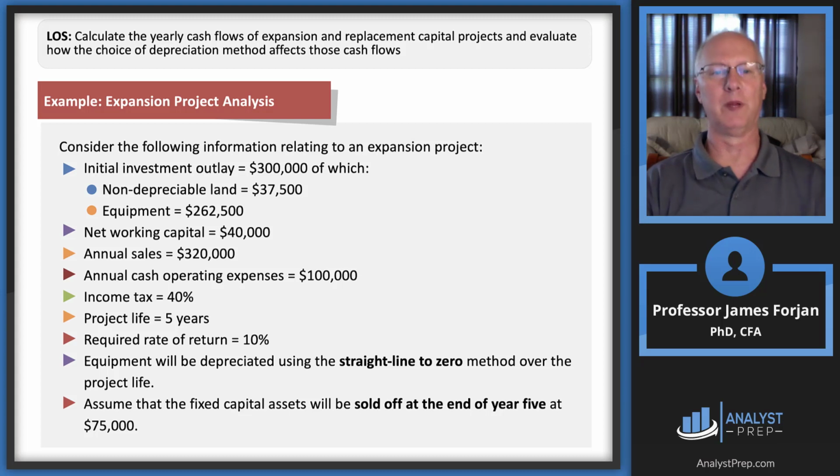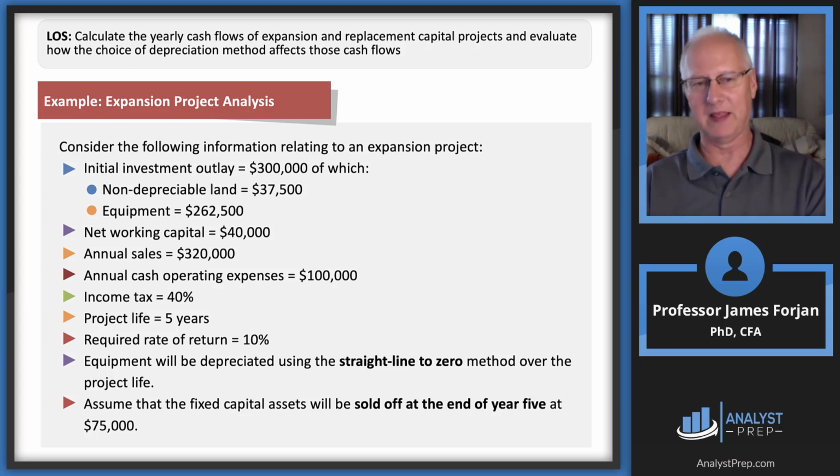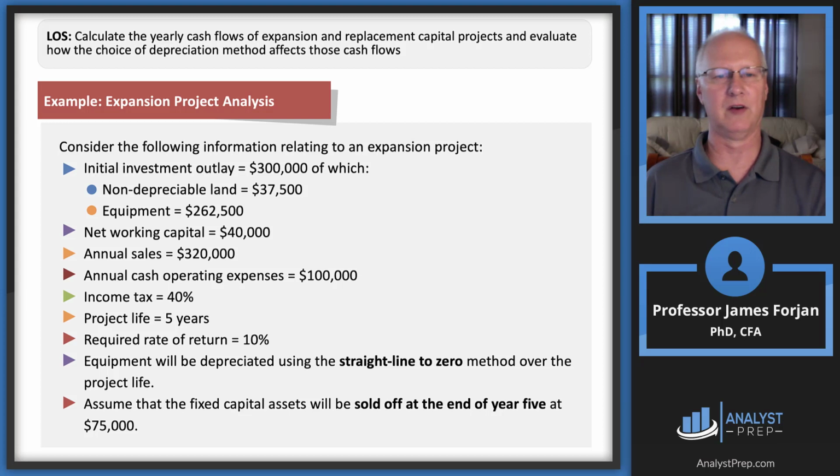All right, so what are we hoping to do? We're hoping to make these donuts for pennies. There we have 100,000, right? And sell them for dollars. There's the 320,000. Tax rate of 40%. Project life 5 years. Required rate of return 10%. We'll depreciate straight line to 0, and we're going to sell the asset for $75,000.